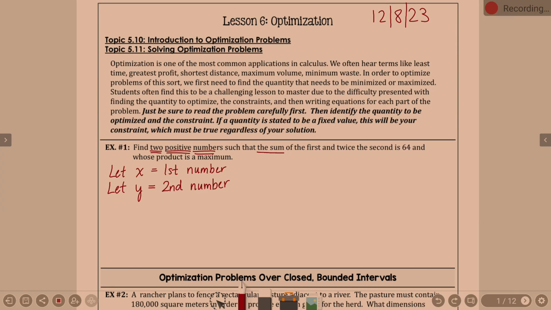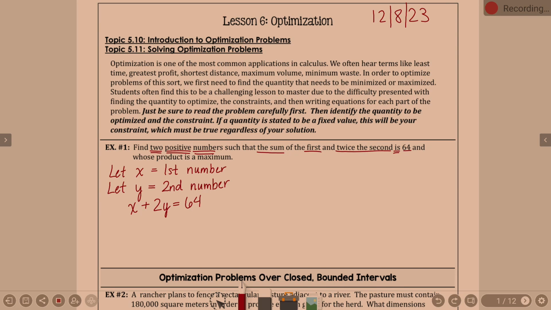Such that the sum, what's sum mean? Addition of the first, what's the first? X. Twice the second. 2y. What does is mean in math? Equals 64. There you go. Okay. You cannot shout out things. So x plus 2y equals 64.